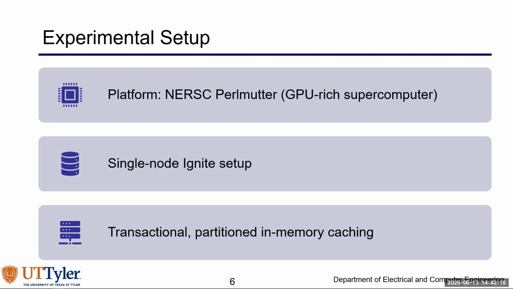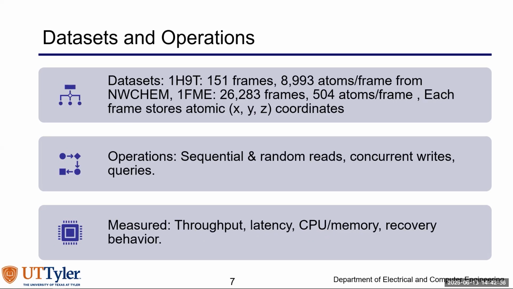Yeah, the experimental setup. All the preliminary work we set up on NERSC Perlmutter at Lawrence Berkeley National Lab. Right now, we are limited to a single-node Ignite setup, and we use transactional partitioned in-memory caching. So yeah, next slide. The data sets we used are 1H90, and initially we performed with synthetic data, and after that we went with 1H90 and then 1FME.